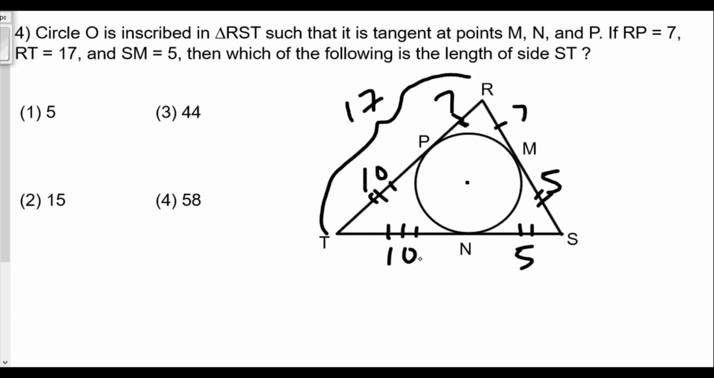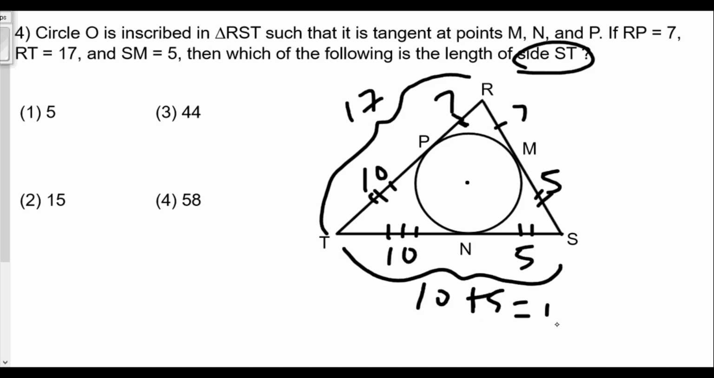So the question is, what is the length of side ST? The length of side ST has to be 10 plus 5, which is 15. And that's choice 2. Okay? I know it's a roundabout, long way to try to explain things, but I want to make sure you guys understand where things come from. Not just, here's a rule. Okay? But now that we have this, we know that all tangent segments that are drawn from a point outside a circle will form congruent segments. All right, let's apply this again to the next problem here.